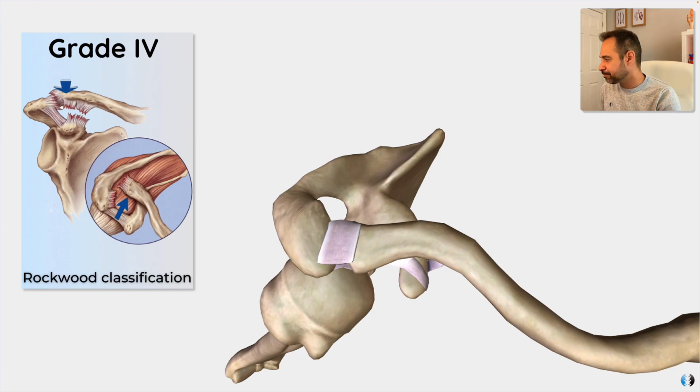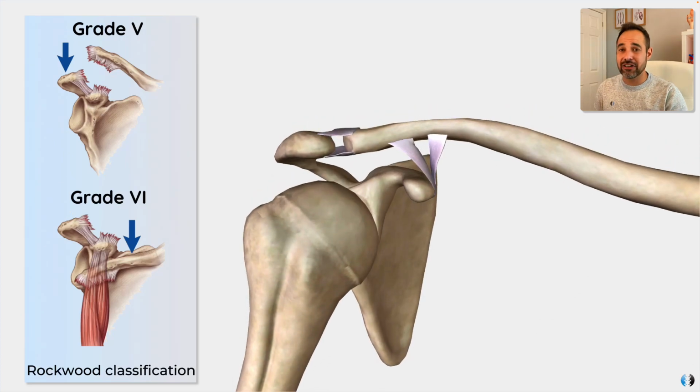Again, not very common. And then we have grade 5 and grade 6, which are, again, a lot more severe. We've got grade 5 where you have complete rupture of those ligaments, but also of some of the key muscles, the deltoid and the trapezius muscle from around where they attach to the acromion and the clavicle, meaning that the clavicle really lifts superiorly. And then a grade 6, very, very rare in practice, where actually the clavicle can move inferiorly in relation to the ACJ. So that is the Rockwood classification.